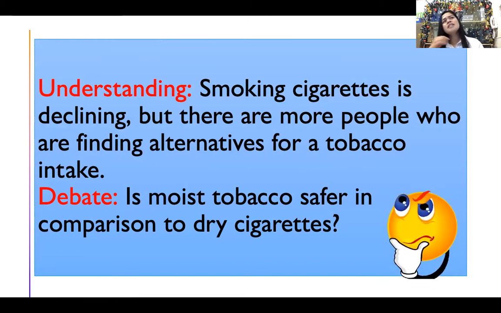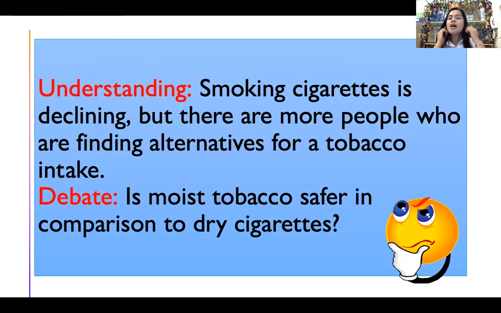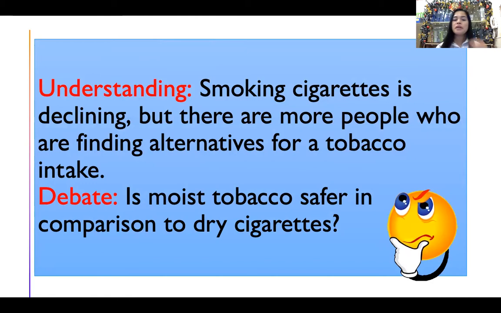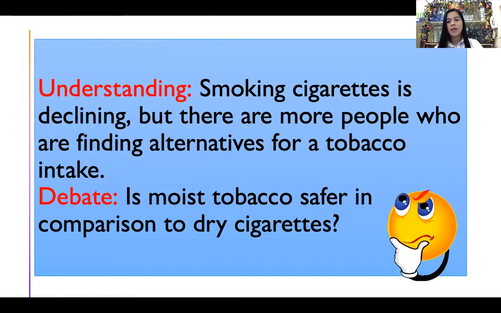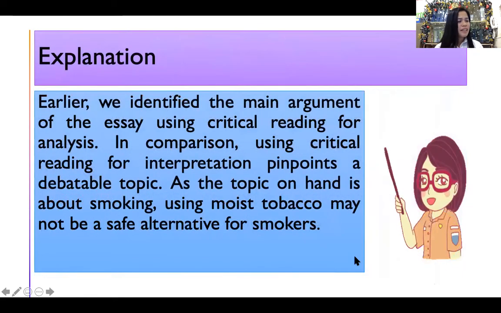But because of the statistics being shown that there is an increase of the moist tobacco, which is the alternative to smoking dry cigarettes, there is now an open idea, or an introduction idea, on that particular argument of the increase. So there is now an expansion of the market. So earlier, we identified the main argument of the essay using critical reading for analysis. In comparison, using critical reading for interpretation pinpoints a debatable topic. As the topic in hand is about smoking, using moist tobacco may not be a safe alternative for smokers. So this is now reading for interpretation.